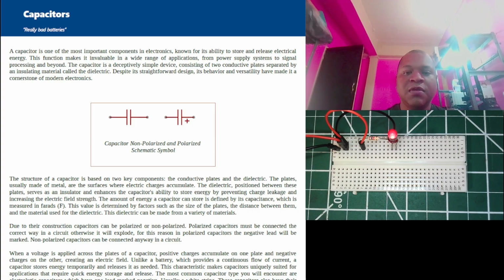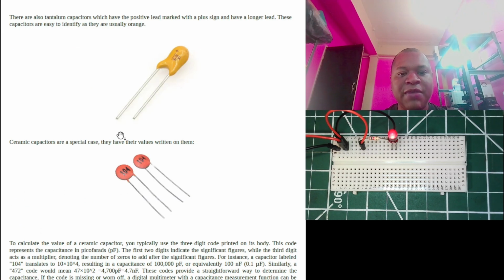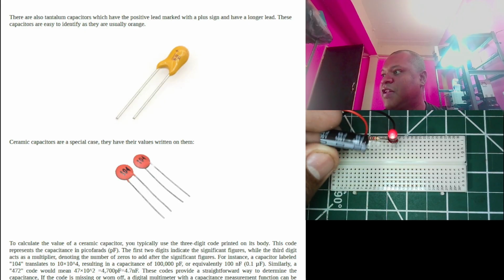Now, I'll show you some of the types of capacitors we have here. The first one I want to show you is the classic. It's called an electrolytic capacitor, right? And it looks like this. You're probably accustomed to this.